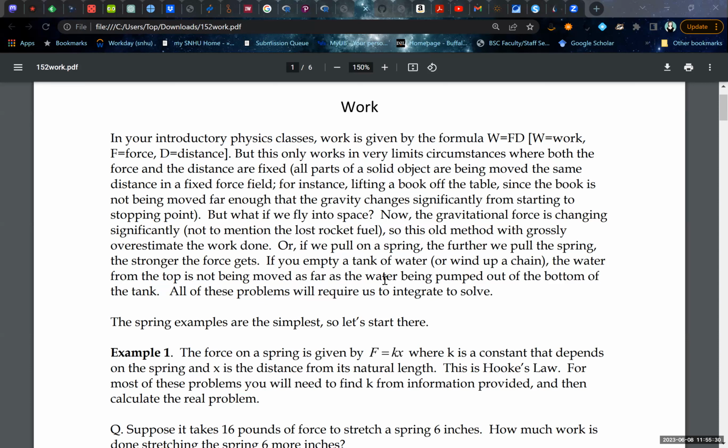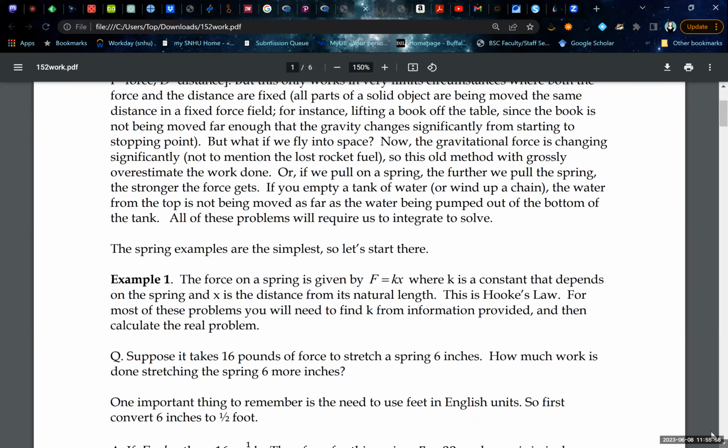Now, we're going to start in this video and look at a couple of simpler examples involving springs and gravity type problems, with lots of simplifying assumptions. In another video, we'll look at chain problems. And then in another video, I'll also look at the tank problems, which I personally think are the most complicated. But let's start with the simpler cases and look at the spring problems.